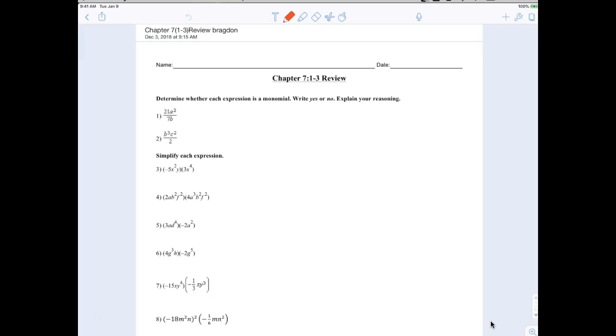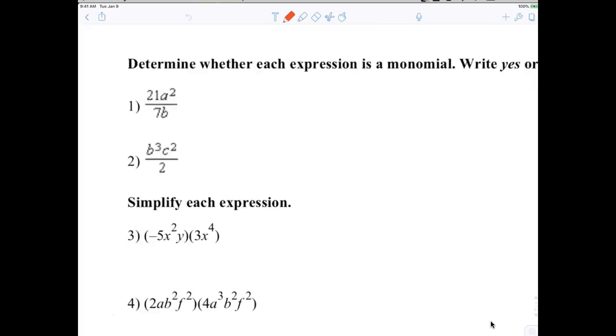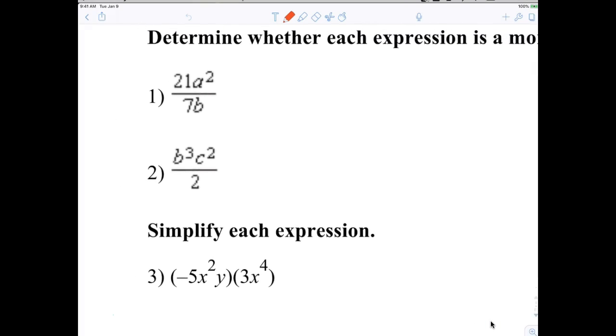Determine whether each expression is a monomial. So everybody should be able to say number one is definitely a what? Definitely a no. The reason why is the variable in the denominator. You're not allowed to have a variable in the denominator. Any questions with that?